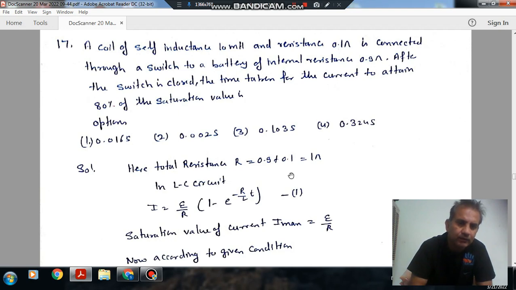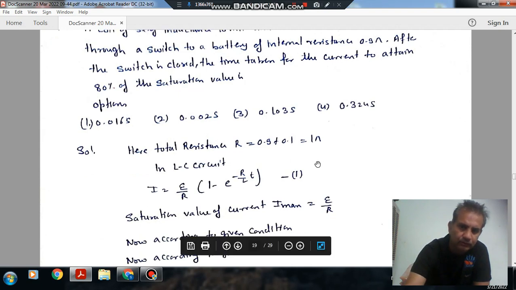The options are 1.016 second, 2.002 second, 3.103 second, 4.324 second. Okay, the resistance of the coil is 0.1 ohm and the internal resistance of the battery is 0.9 ohm. So the total resistance is 1 ohm.